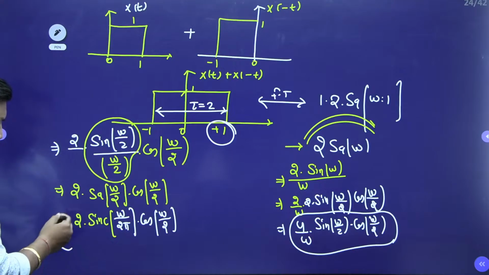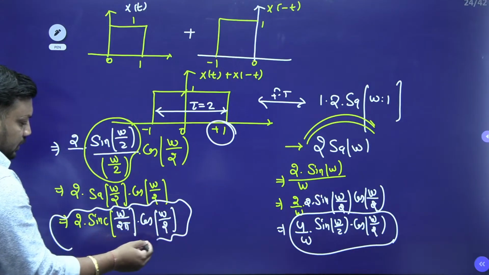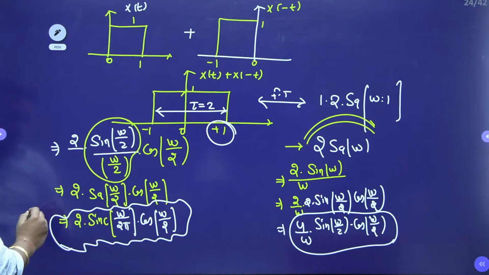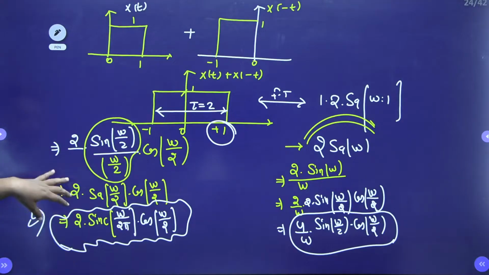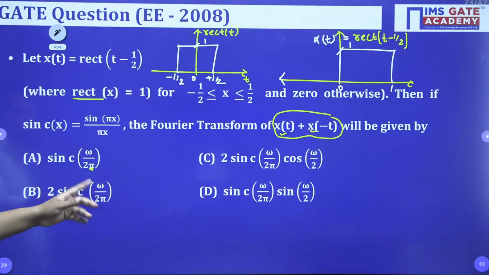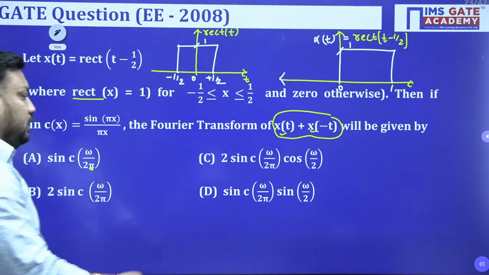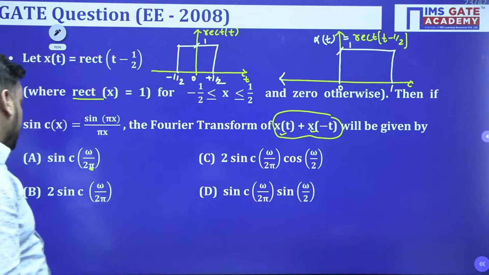So I think till here everything is clear. Just do reply fast. So it will be twice of sinc of omega by 2 pi dot cos of omega by 2. Twice of sinc of omega by 2 pi dot cos of omega by 2. And it is nothing but actually mentioned in option number C, C for Chennai.